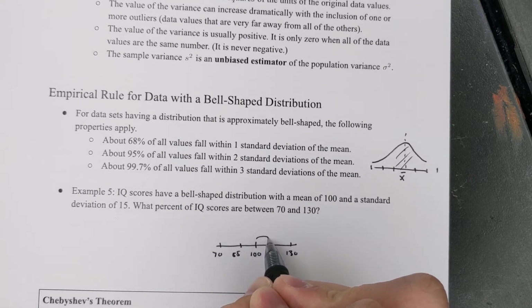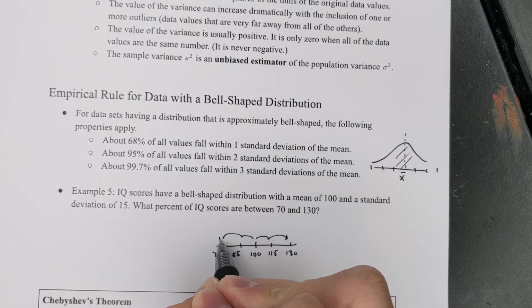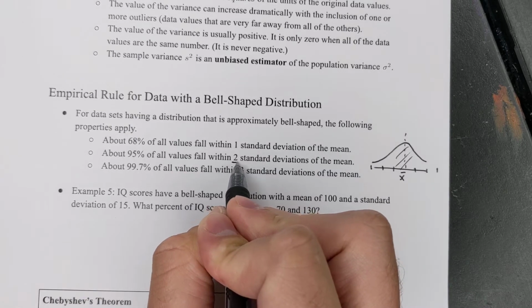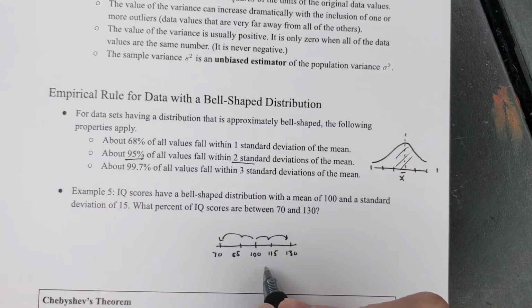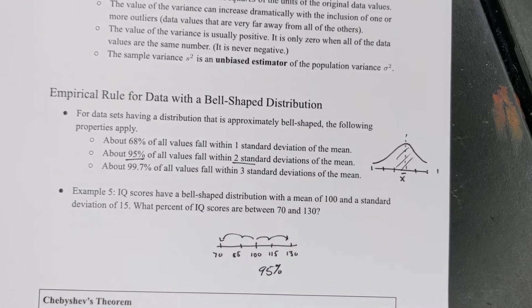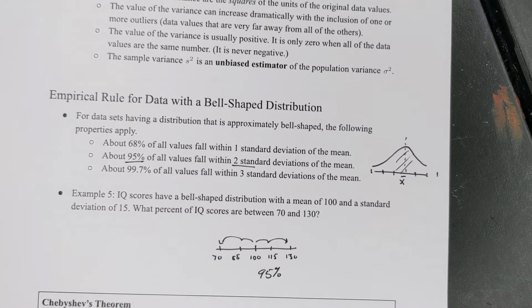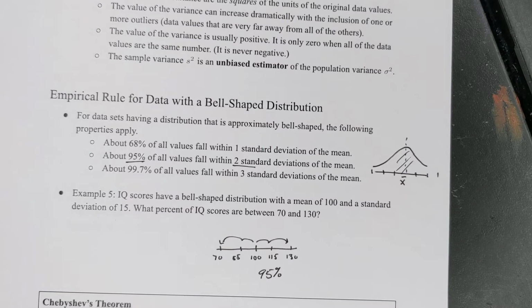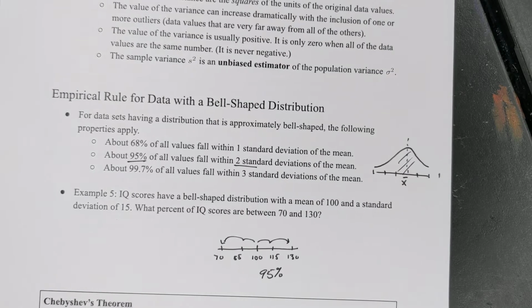If you look here, that's 1, 2 up, that's 1, 2 down, and 2 standard deviations is about 95%. So 95% of the population would have IQ scores between 70 and 130. Almost everyone.